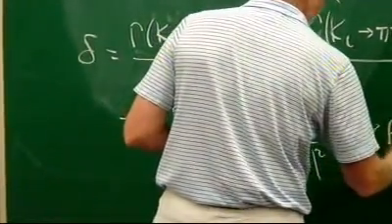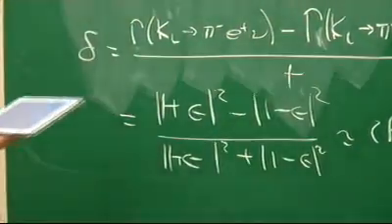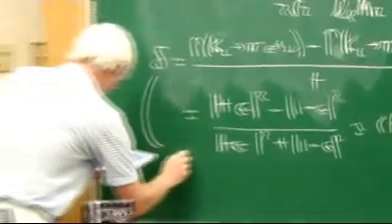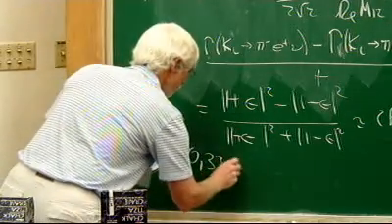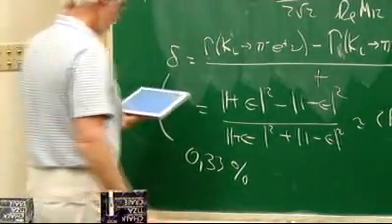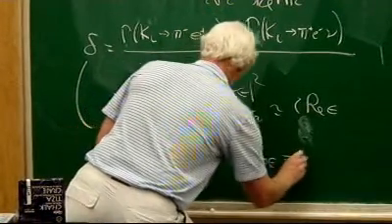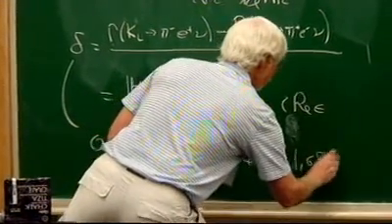And since epsilon is small, this is twice the real part of epsilon. And the measurement for this, experimentally, is 0.33%, which gives for the real part of epsilon 1.65 times 10 to the minus 3.